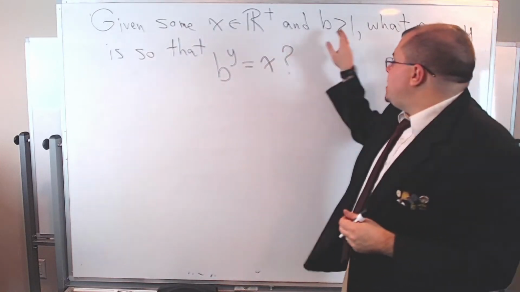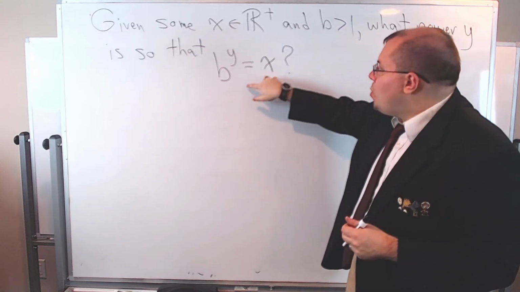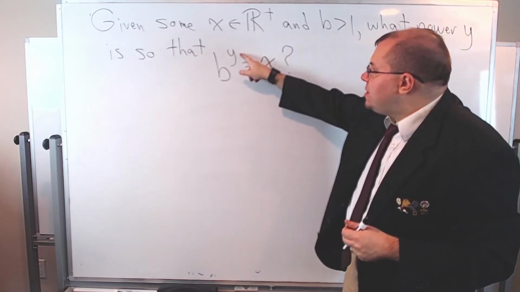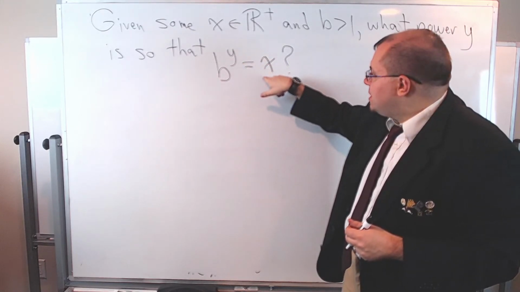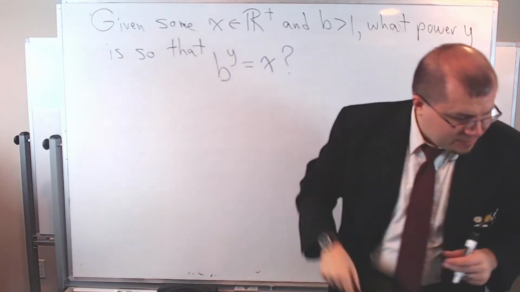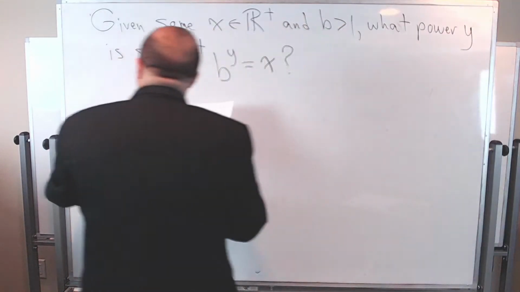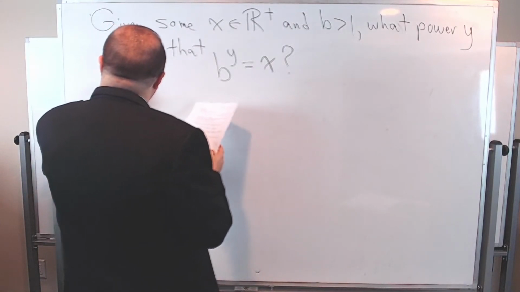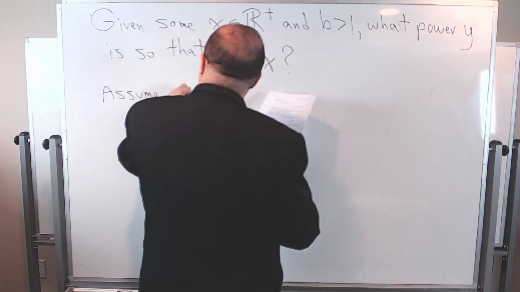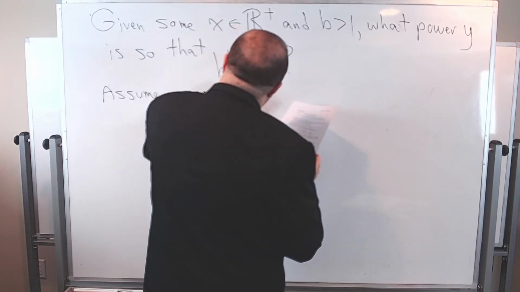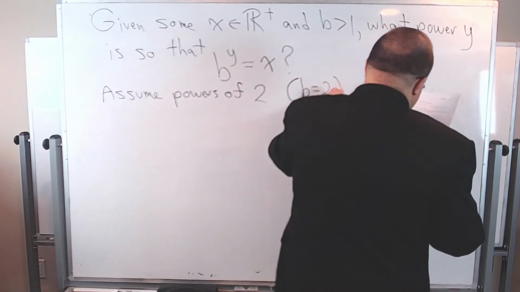So if I give you b and I have x, I want to know what the exponent should be such that if I raise b to y, I get x. I want to know what y is. For simplicity, I'm going to assume powers of 2. So I'm just assuming implicitly that b is equal to 2 here.